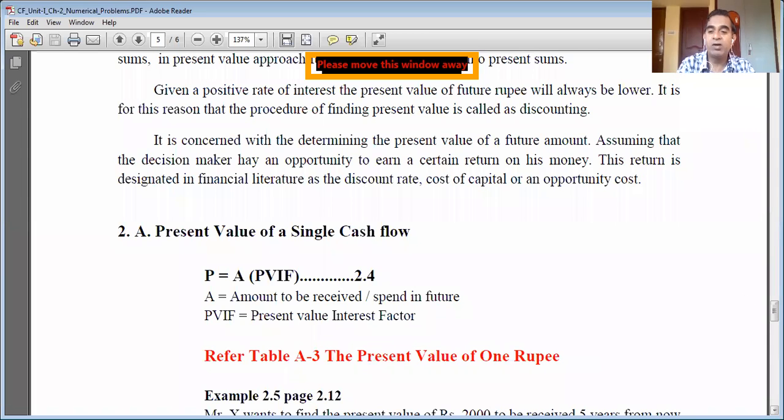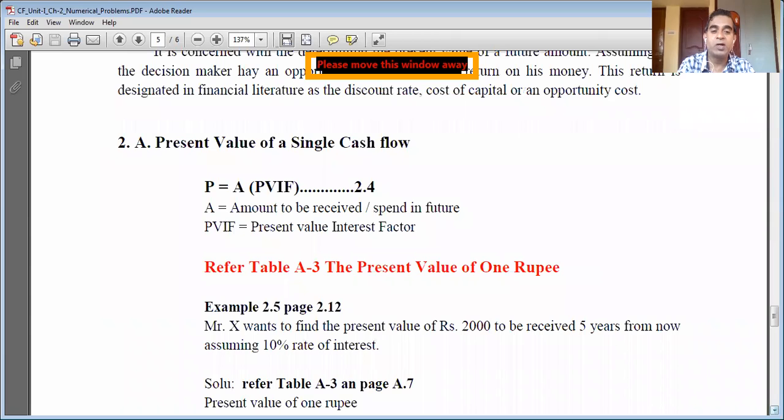So with this background, let me just go ahead with a simple numerical problem.